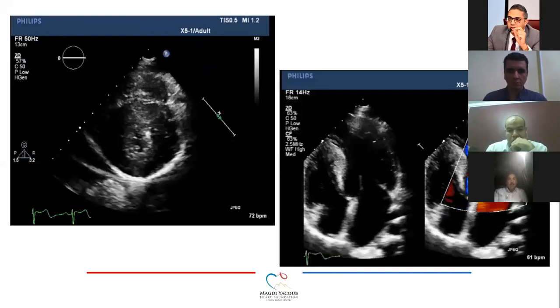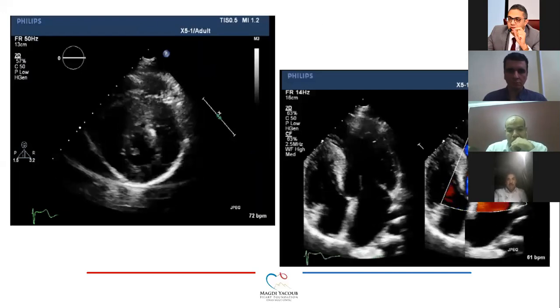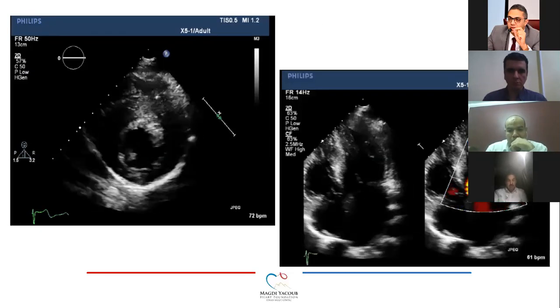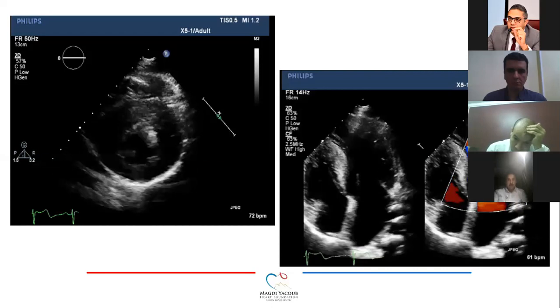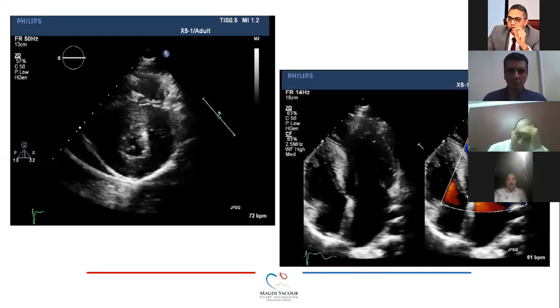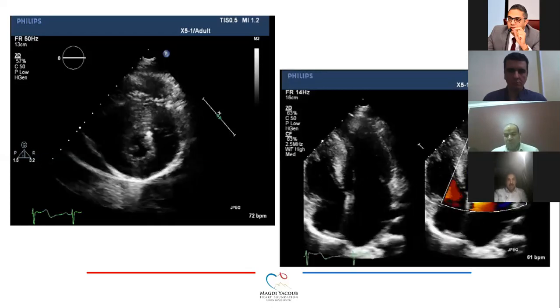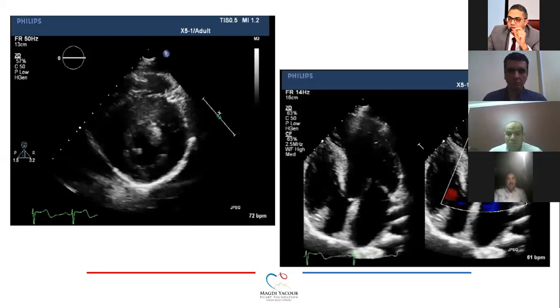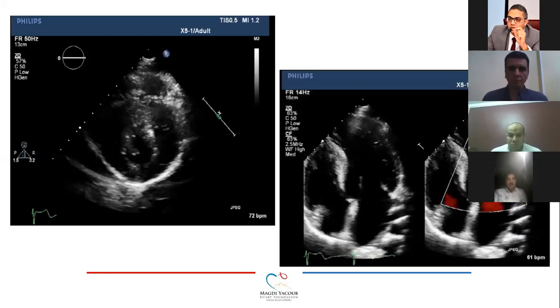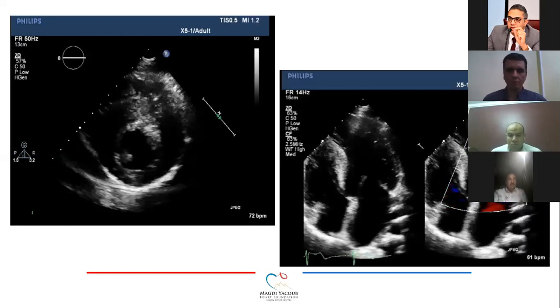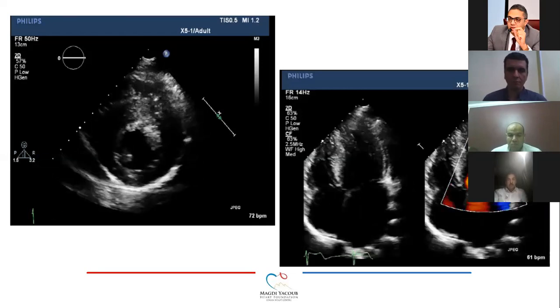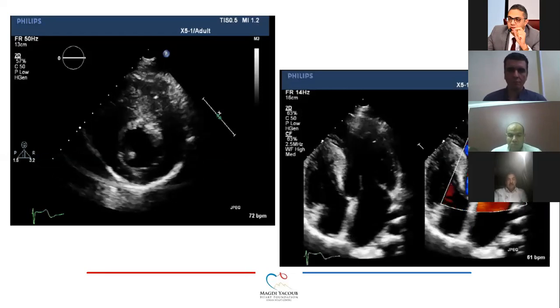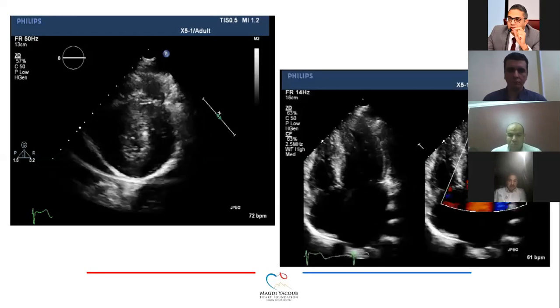Also, we should give very good attention to the pulmonary artery pressure. Some HOCM patients do have severe pulmonary hypertension, and this has an impact on the management and on the medical treatment. Use of calcium channel antagonists in those HOCM patients with severe pulmonary hypertension is contraindicated because it increases the risk of acute pulmonary edema.